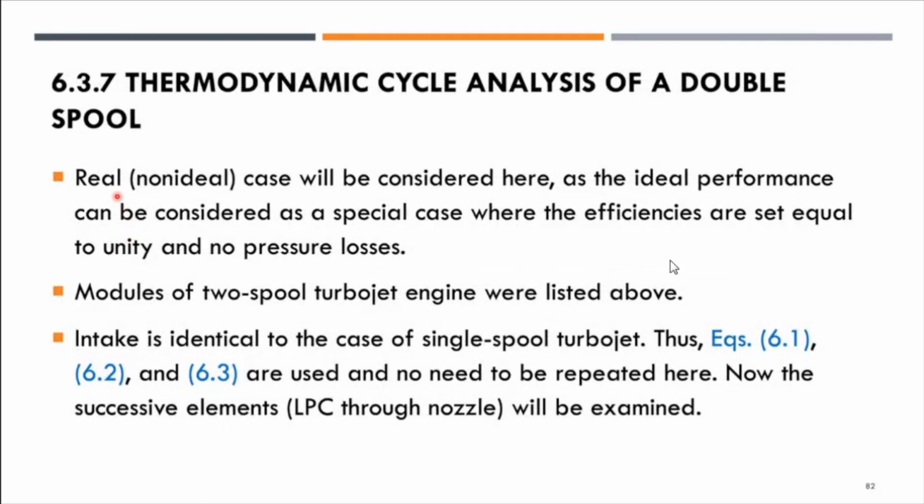In terms of the case of real or non-ideal case will be considered here, as the ideal performance can be considered as a special case where the efficiencies are set equal to unity and no pressure loss. Modules of the two spool jet engine were listed earlier, and the intake is identical to the case of a single spool turbojet. Thus, equations 6.1, 6.2, and 6.3 are used and no need to be repeated again. Now the successive elements, the low pressure compressor through the nozzle, will be examined.